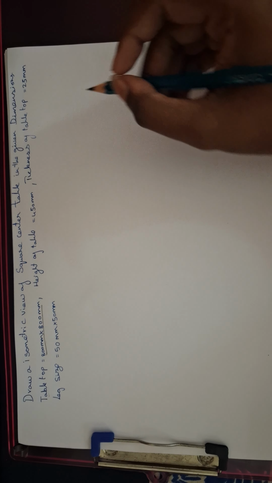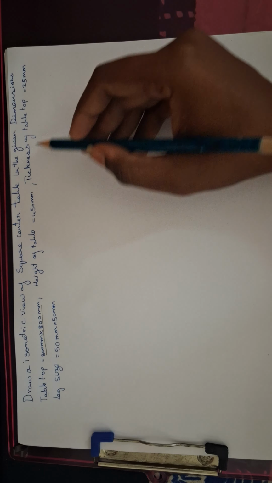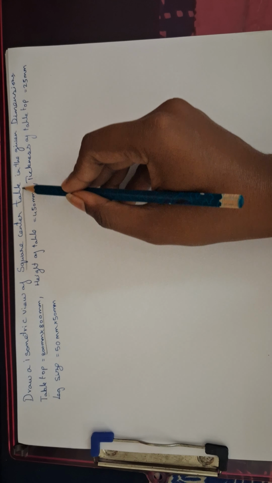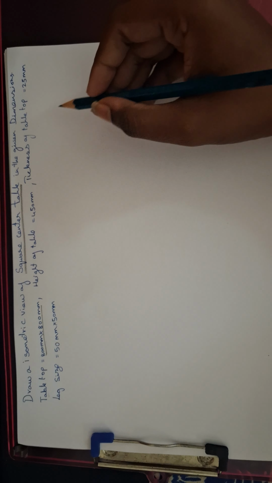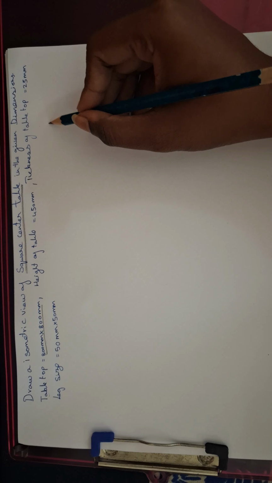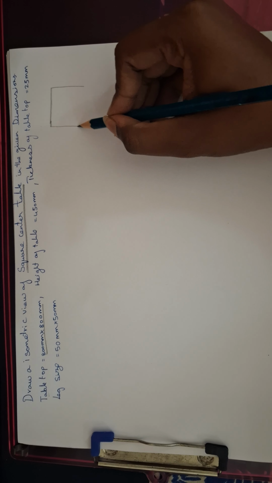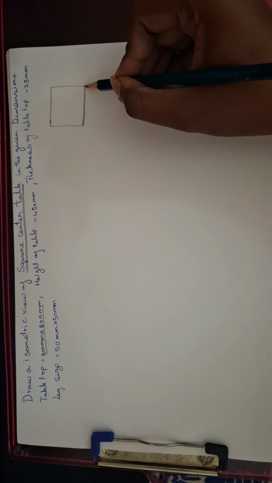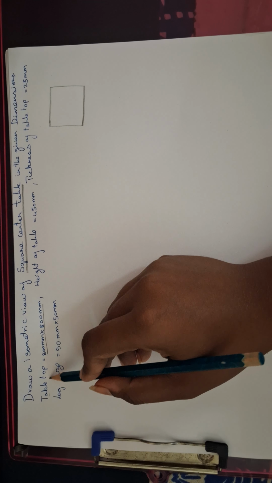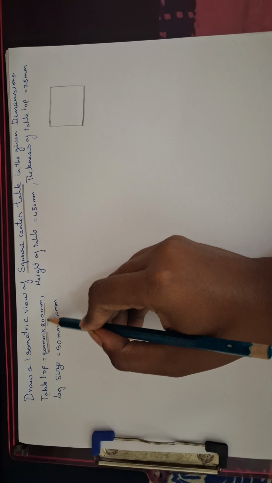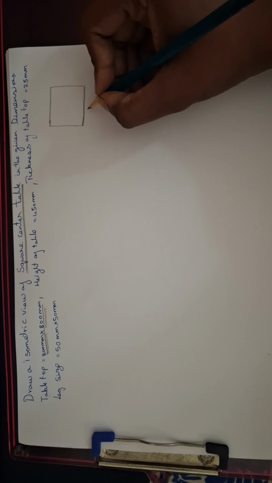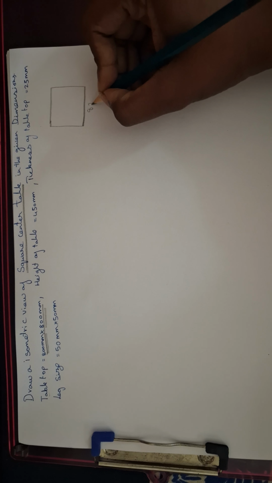So let me draw the plan of the table. As they have given it as a square center table, the top view of the table will be in a square shape. So the dimension given, the tabletop is 800 mm by 800 mm. So I am marking it over here.